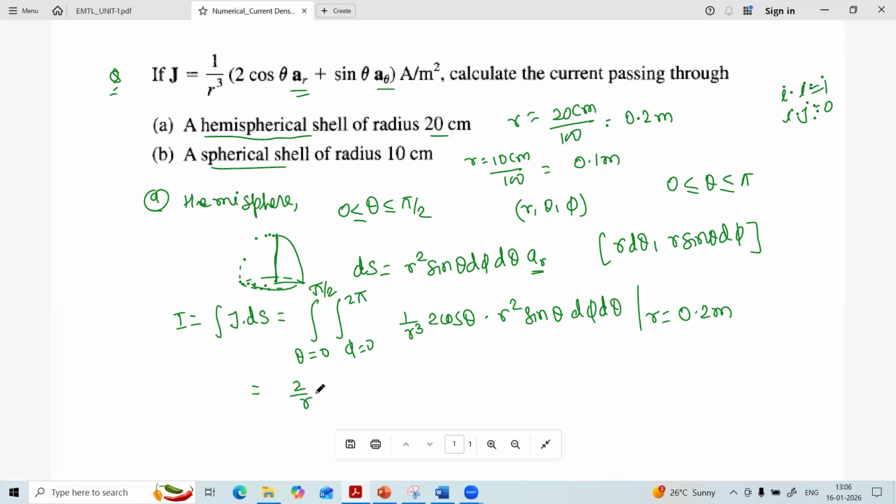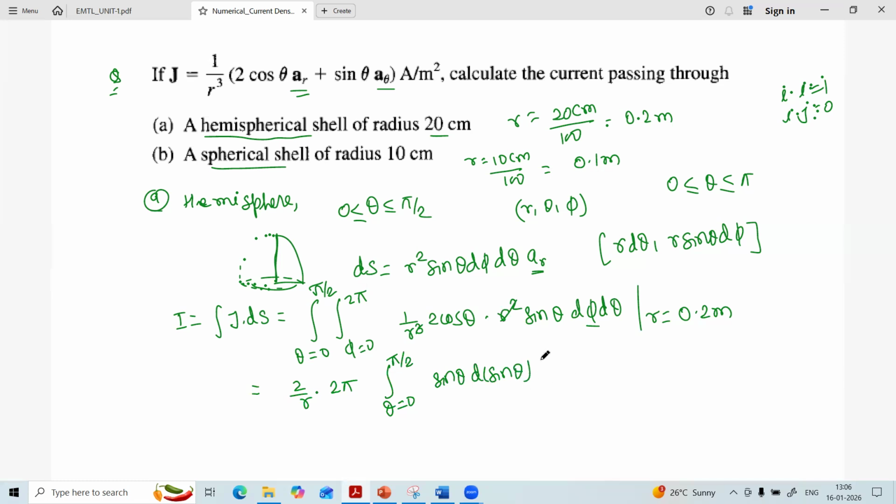Once we substitute these values, we get the expression 2 by r. The constants cancel. The phi integration, d phi, becomes phi, with limits 0 to 2 pi, so we get 2 pi. Inside, the remaining variable is theta, which changes from 0 to pi by 2. Now we rearrange the cos theta term, which can be written as sine theta differential, d sine theta.